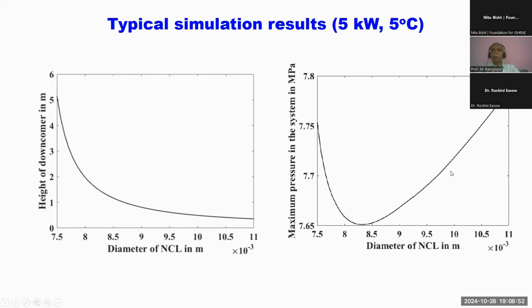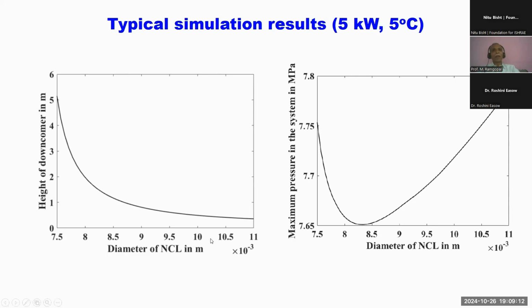So my requirement is that I would like to have as short a loop as possible, because I want to make the system compact. So I do not want to use very tall loops. I want to use a short loop to make it compact. At the same time, I do not want to end up with high pressure when the system is switched off.